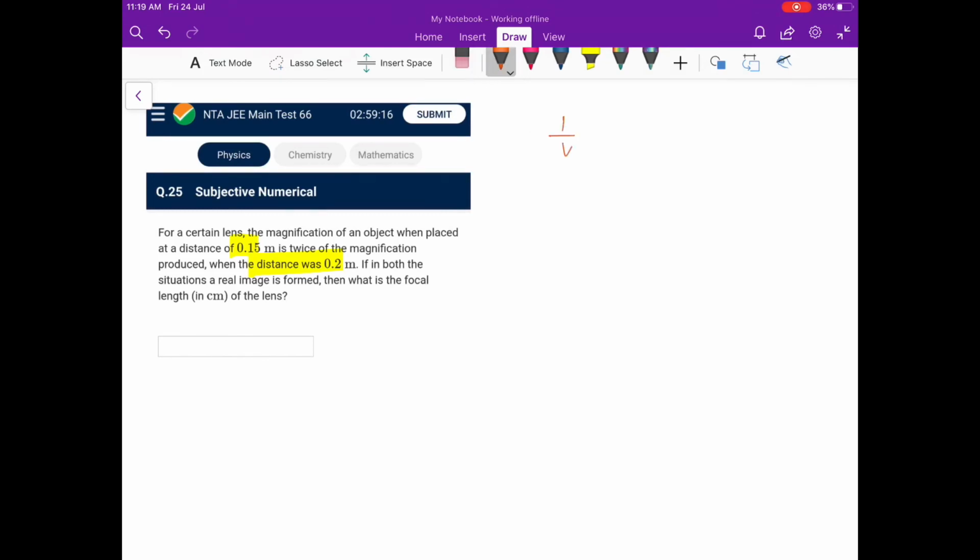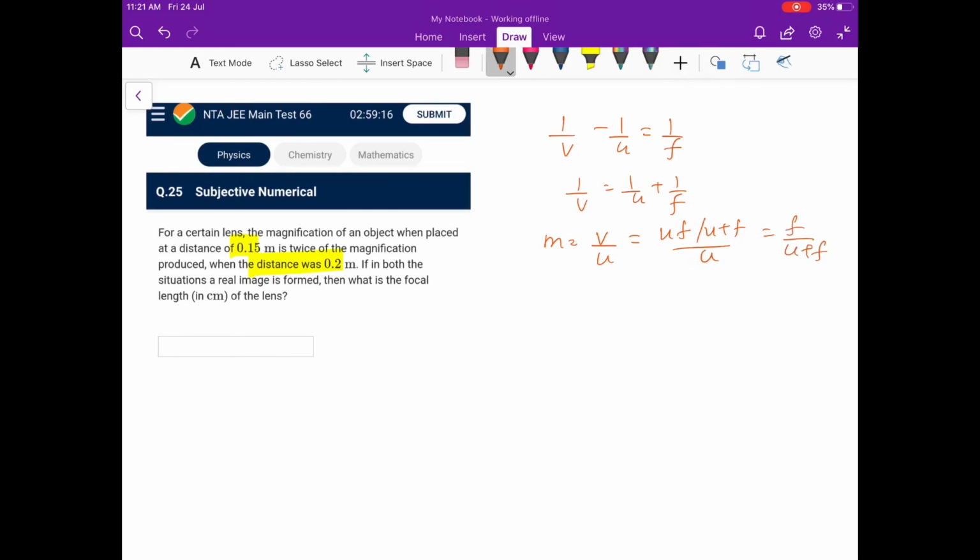Because it is a lens, 1/v minus 1/u is equal to 1/f. So 1/v is 1/u plus 1/f, and magnification you define as v by u. So v, I can write it as uf upon (u plus f), divided by u. It comes out as f upon (u plus f). Okay, so u cancelled, f upon (u plus f).